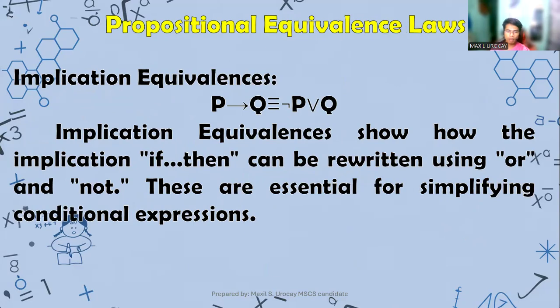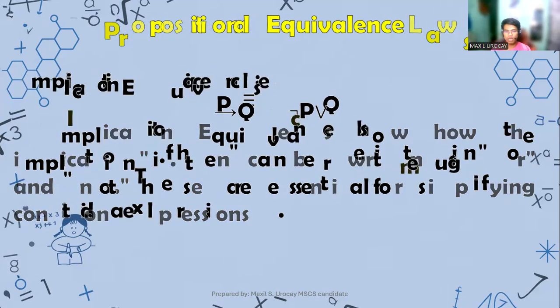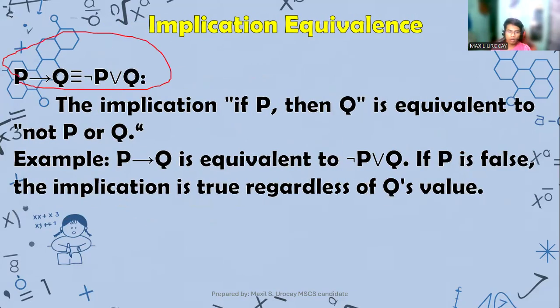So we also have here the implication equivalence. For the implication equivalence, P implies Q must be equal with not P or Q. Implication equivalences show how the implication if-then can be rewritten using or and not. These are essential for simplifying conditional expressions, meaning to say if you calculate this first and calculate this first, you'll achieve the same result, that is equivalent to each other.